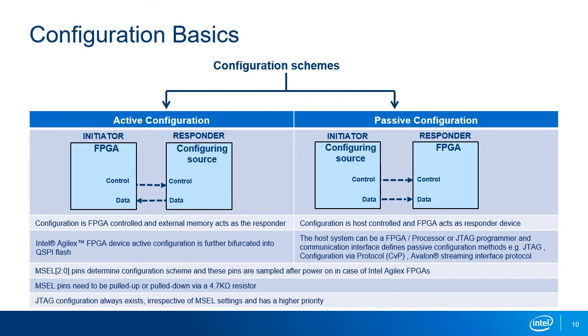Several subclassifications exist within active and passive configuration schemes depending upon memory type and communication interface. The MSEL pin settings are used to determine the configuration scheme. These pins require a pull-up or pull-down resistor. JTAG configuration scheme overrides MSEL settings and is always available to the user.